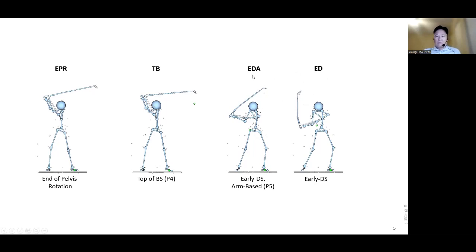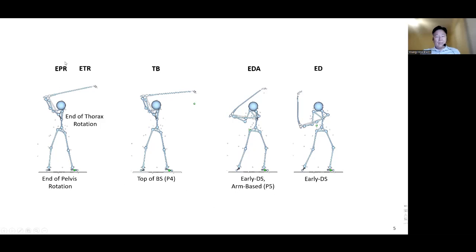And in the downswing, you always have early downswing arm-based first, and then early downswing. So these two cannot be switched. These can be quite close to each other. If you have an early casting action, then these two can be quite close to each other, but it will be almost impossible to switch these two events. And then TB, top of backswing, is a P4, and then EDA is a P5 position.